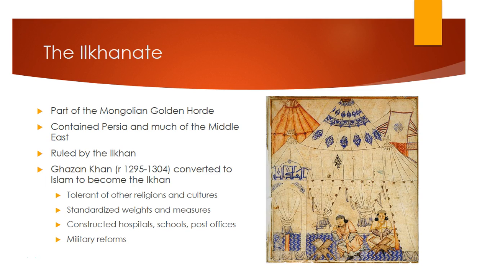Ghazan Khan came around. He became the 7th Ilkhan, and just as with all the Khans of different little areas in the Golden Horde, he was a direct descendant of Genghis Khan.